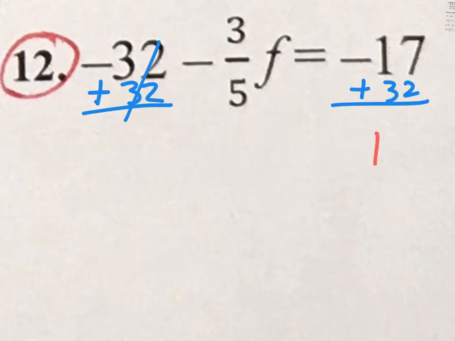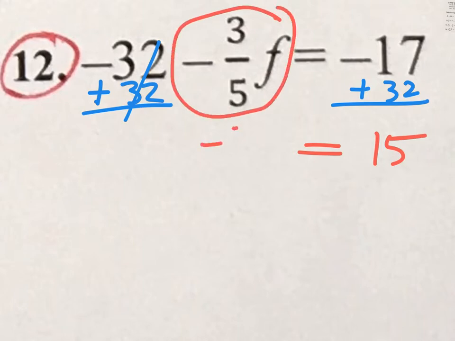15 is the answer. And let's bring down the rest. The equal sign, let's bring this down. Negative 3/5 f. I guess I shouldn't have said answer. 15 is what we have left over on the right side. So now we have this fraction that we still need to get rid of. What do I do to get rid of that fraction?